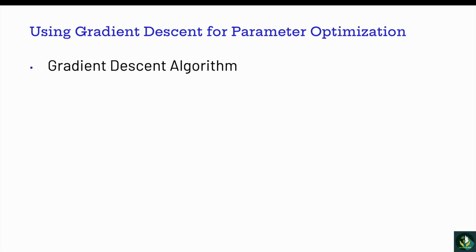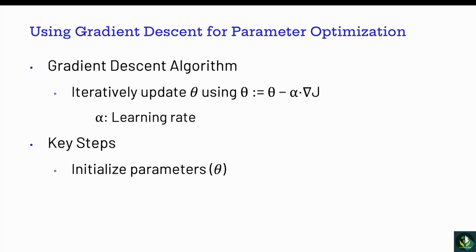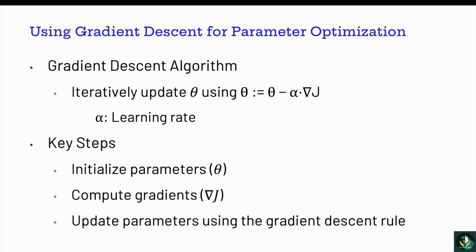Now the gradient descent algorithm goes something like this, where it iteratively updates theta using theta equal to theta minus alpha times del of J, where alpha is the learning rate and that controls the step size. The key steps involve initializing the parameters using theta, then computing the gradients, which is del of J, and updating parameters using the gradient descent rule.